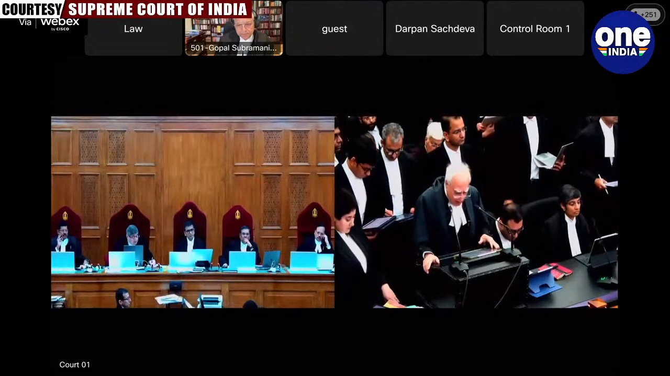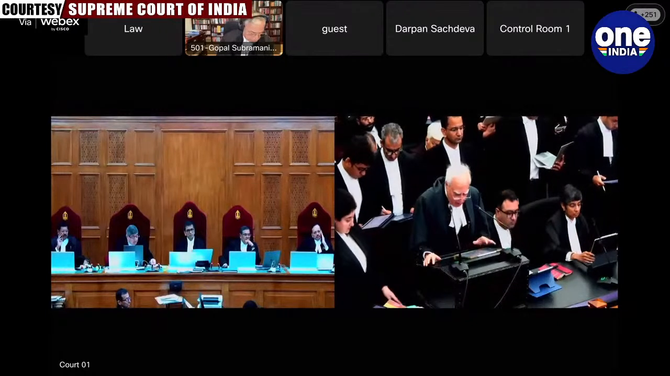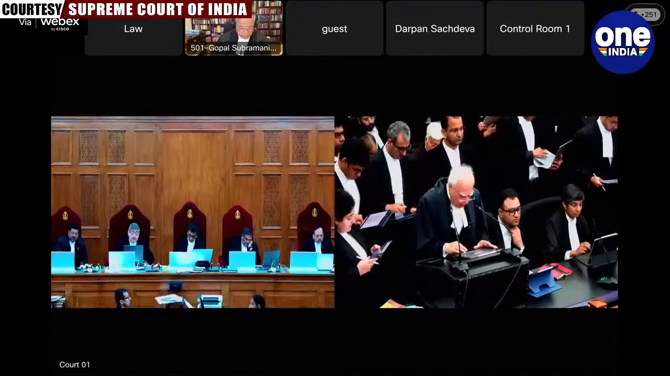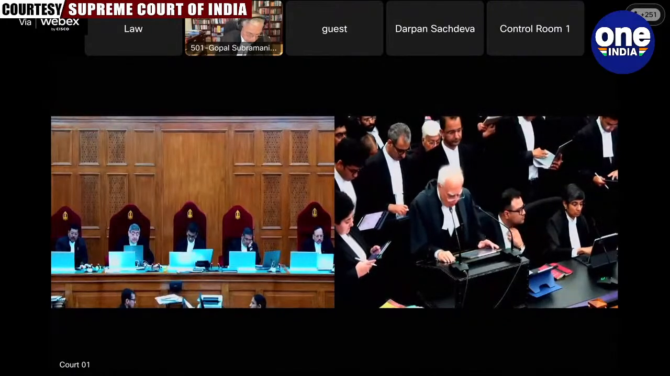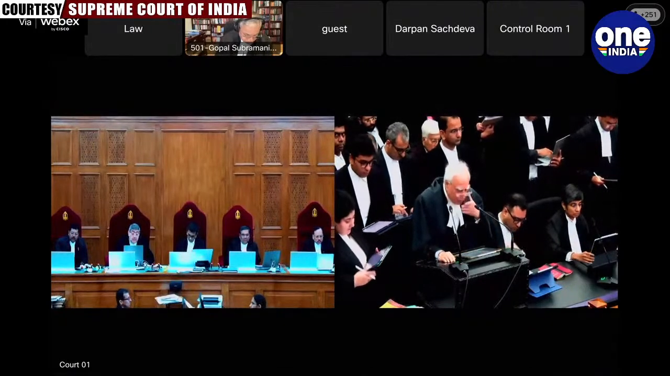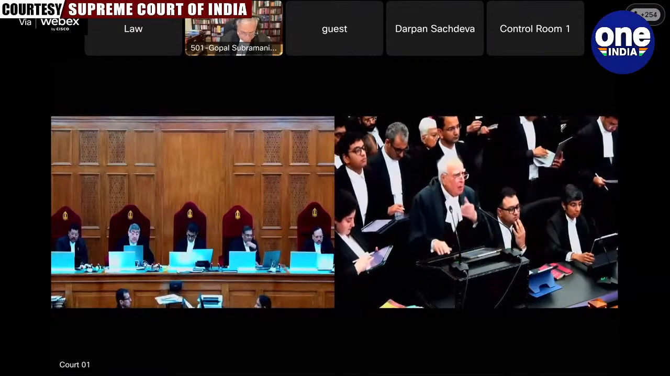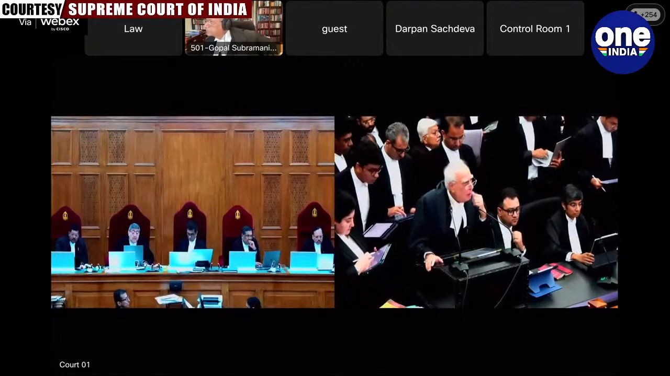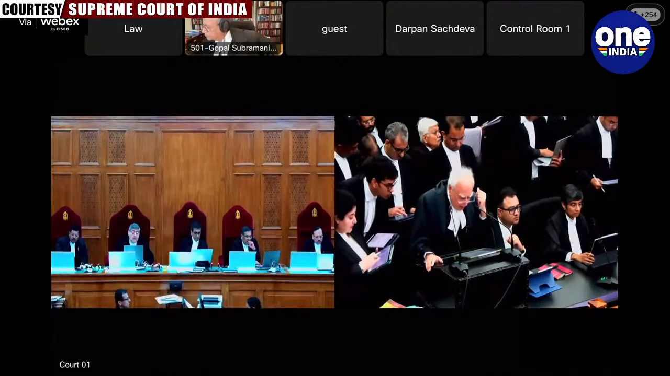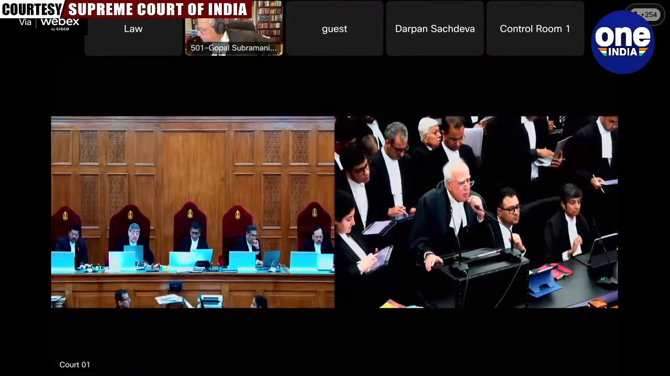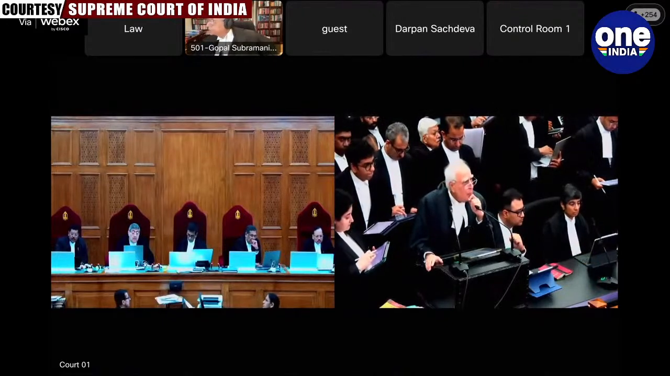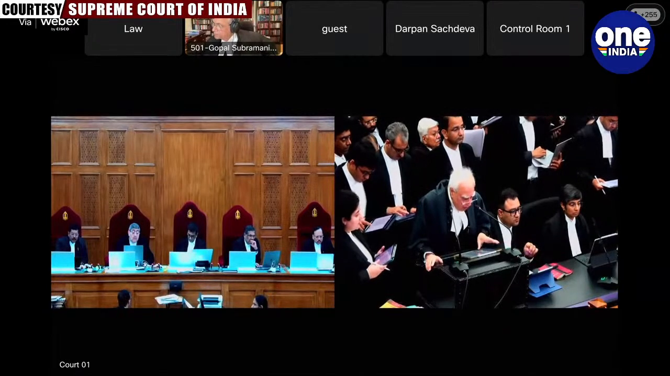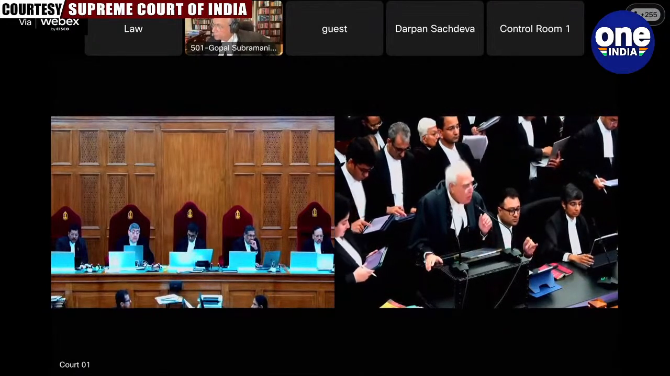Now, the next paragraph, My Lords, is paragraph 620. This is at PDF page 273. This is the judgment of Justice Hegde and Justice Mukherjee. PDF page 273, para 620, My Lords.